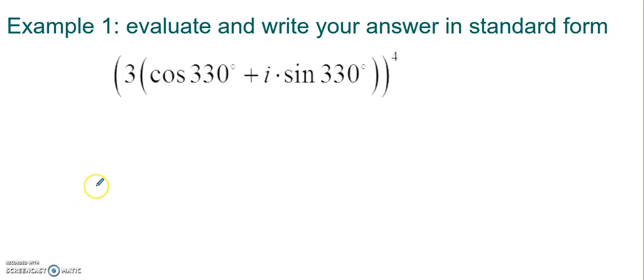So I want you to try this. Evaluate and write your answer in standard form. We're doing 3 cosine of 330 plus i sine of 330 to the fourth power. So evaluate it in trig form, and then I want you to rewrite your answer in standard form, or convert your answer to standard form. So I want you to try this on your own. Pause the video, unpause when you're ready to check.